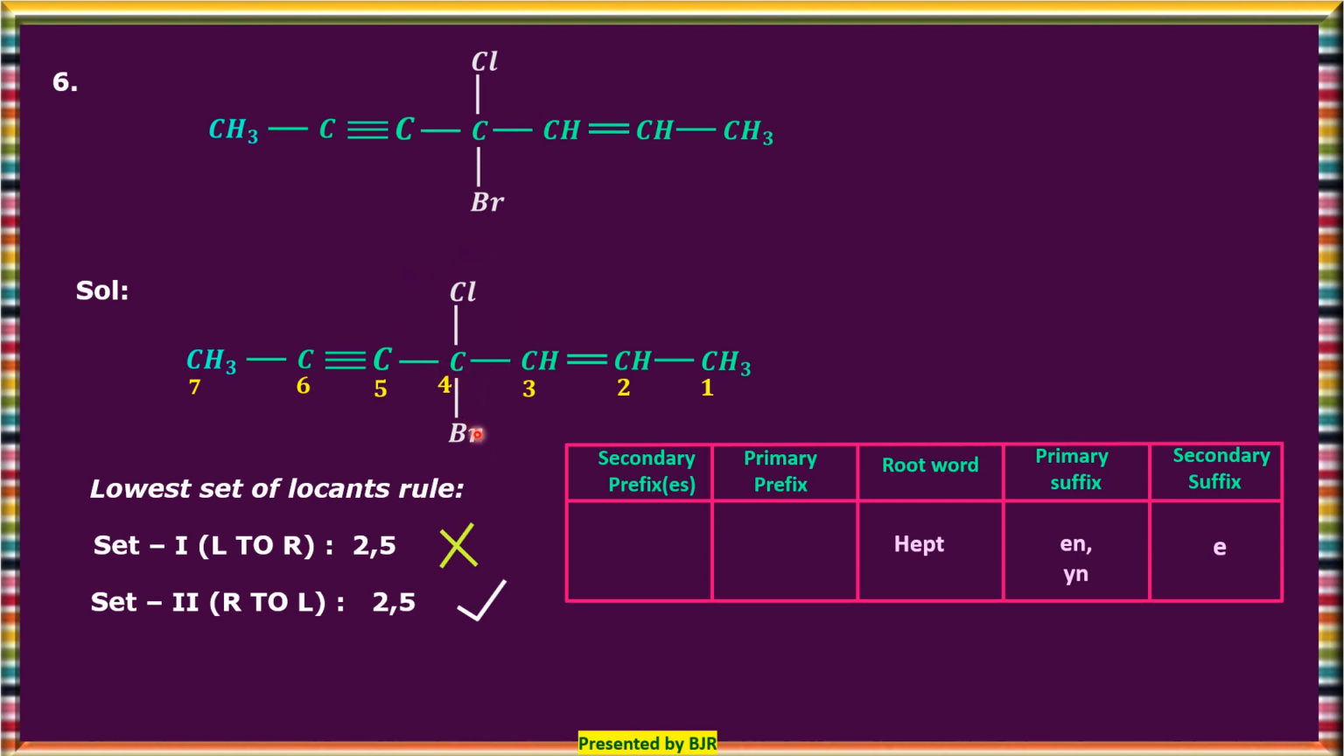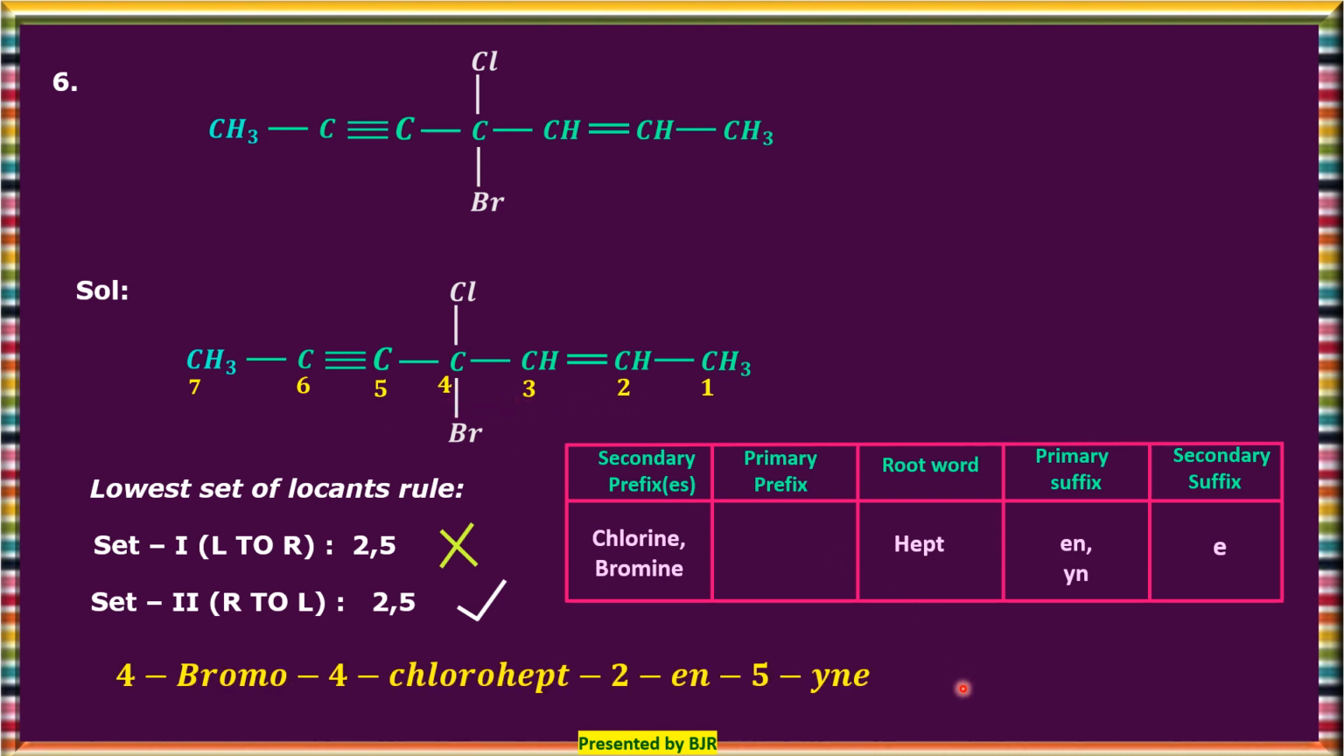and there are two substituents attached to the fourth carbon atom, chlorine and bromine. Okay. So while writing the substituents, we have to follow the alphabetical order. So bromine comes first, chlorine comes next. So 4 bromo, 4 chloro, hept, 2 en, 5 yne. Here also I have dropped E from ENE. Why? Because it is followed by the suffix beginning with Y. Okay.